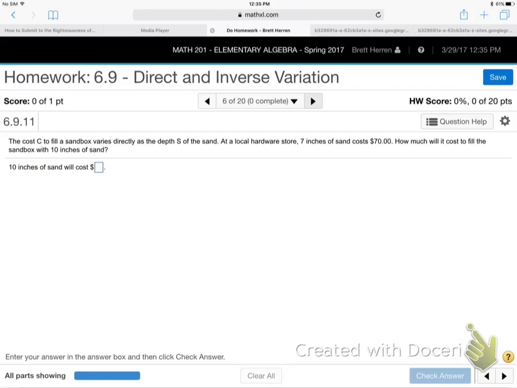Okay. Try that one. The cost to fill a sandbox varies directly. So there's the key word. Varies directly. How many numbers are they giving you? 7, 70 and 10. So it varies directly, three numbers, you know what to do. Two equal fractions, right? The ratio thing. That's just our answer over there. Yeah, that's it. Good.